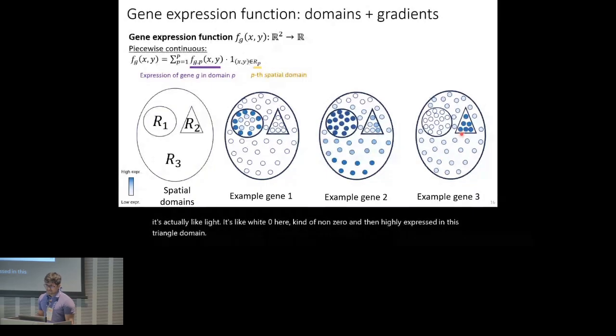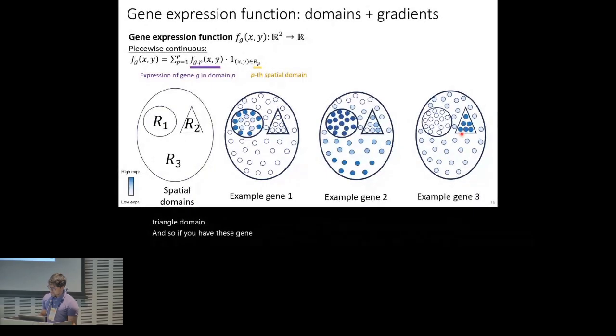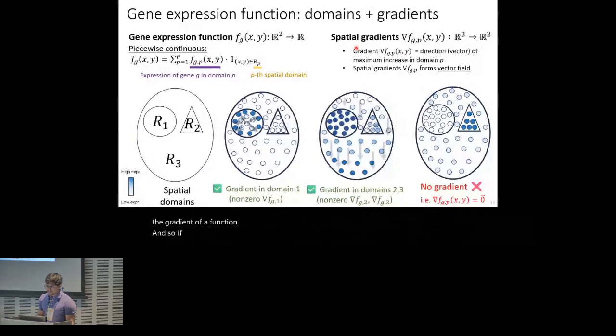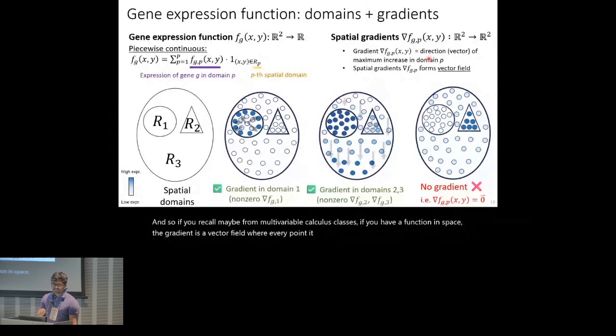If you have these gene expression values, how can you think about spatial gradients? There's actually a natural tool from calculus for modeling gradients, which is just the gradient of a function. If you recall from multivariable calculus classes, if you have a function in space, the gradient is a vector field where at every point it tells you the direction that your measurements are maximally increasing. For this fictional gene here, this vector field, these spatial gradients, point outward because it's small in the middle and it gets larger as you go outside.